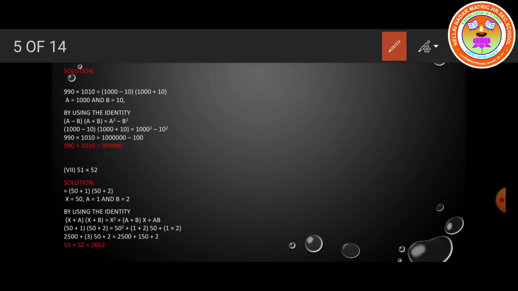50 square means what? 50 square can be written as 2500. Next, 1 plus 2, 1 plus 2 into 50, 3 into 50. 3 into 50 what? 150. 3 into 50 is equal to 150.